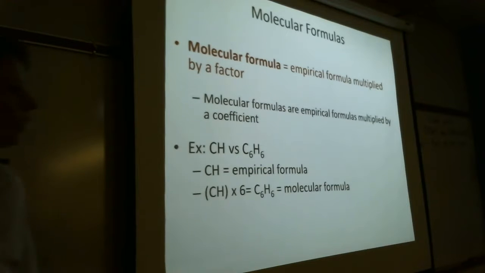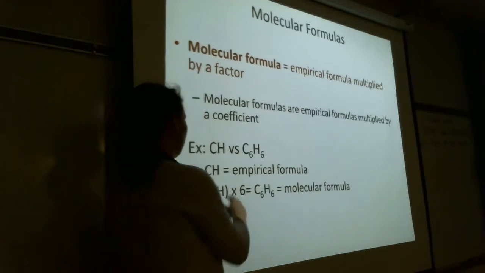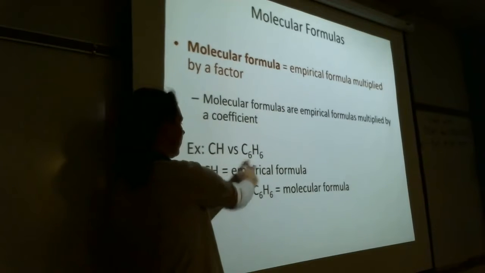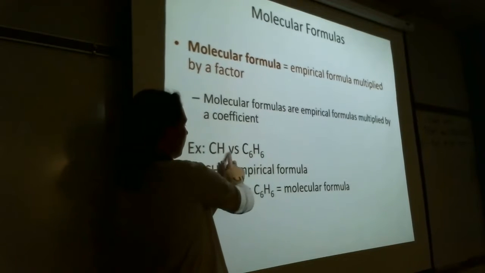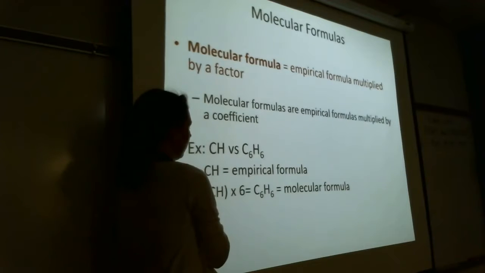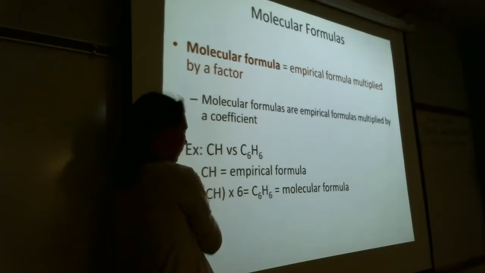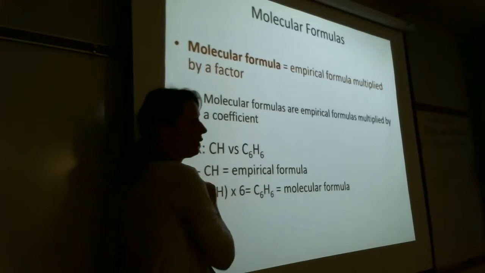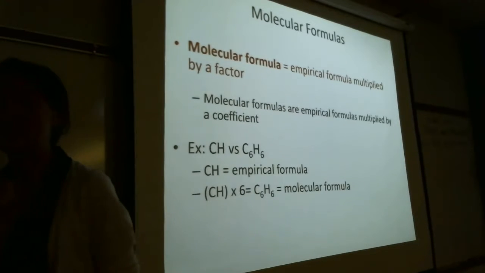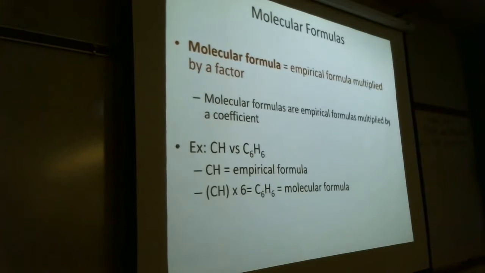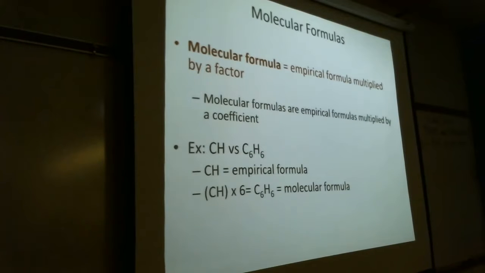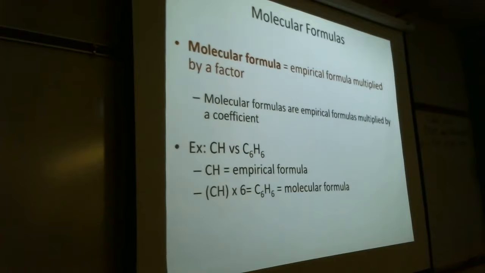Right? So if we go back to our previous example, how do I go from CH to C6H6? Well, I just multiply everybody by 6, right? That would mean CH is the empirical formula, C6H6 is a molecular formula. Do we see the difference between an empirical formula and a molecular formula? A molecular formula would be like 5/10, whereas an empirical formula would be 1/2. Does this make sense? Is this reasonable?